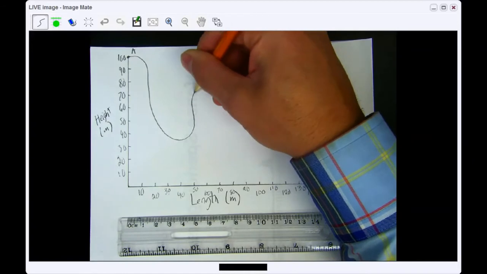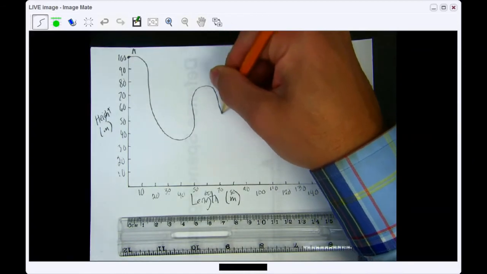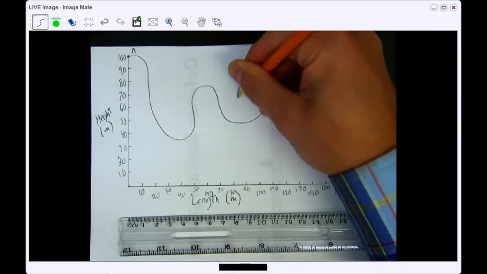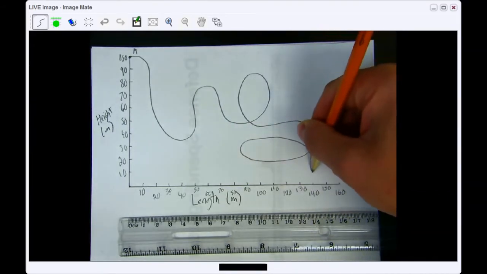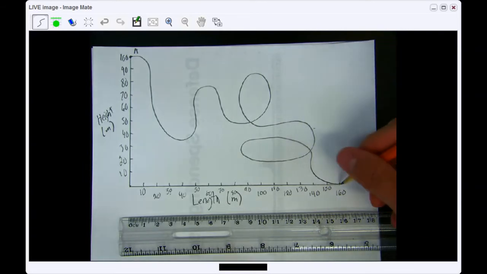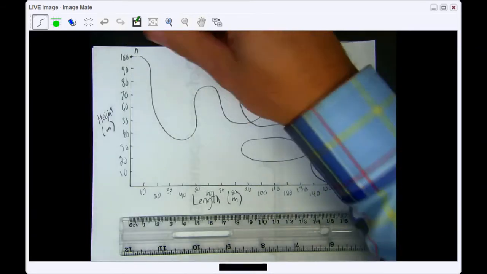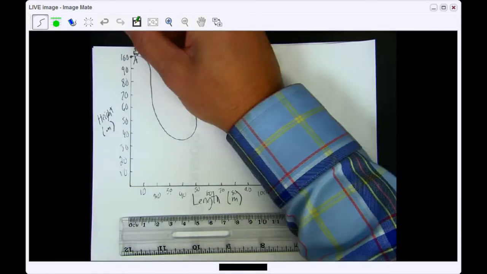I'll go back up. I'll go down for a loop the loop. Maybe kind of spin around and come down over here. If you end at the bottom, I'll maybe draw my little cart, you guys.